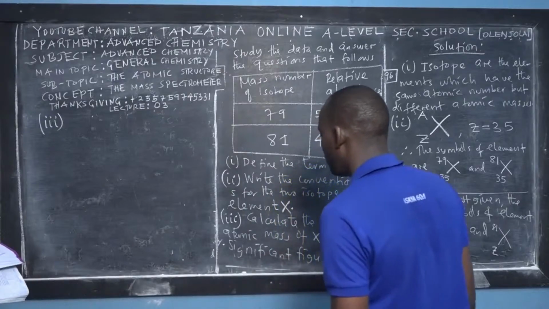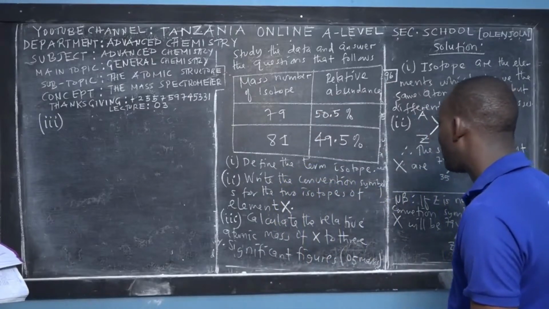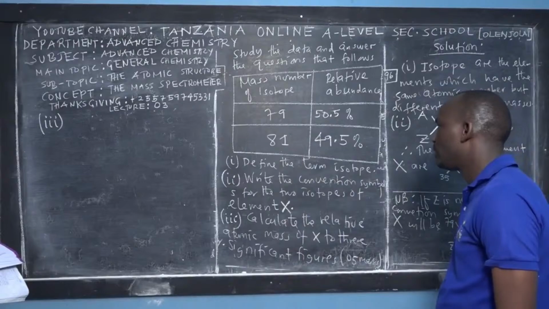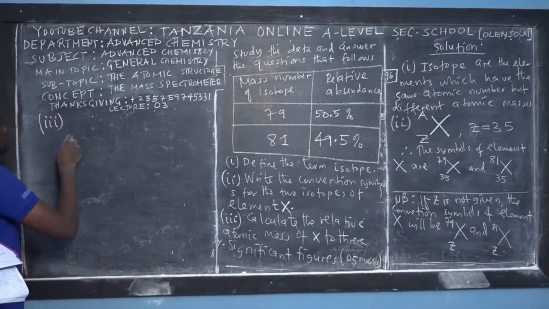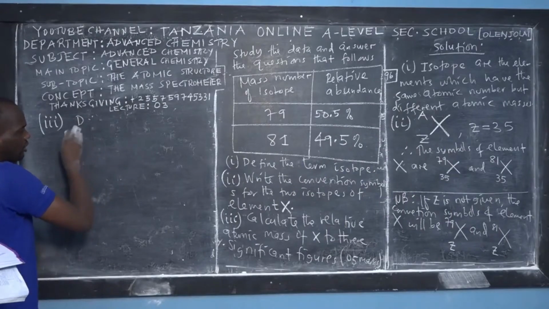Calculate the relative atomic mass of X to three significant figures. For this one, we say that no need for that, because it's a given starter.